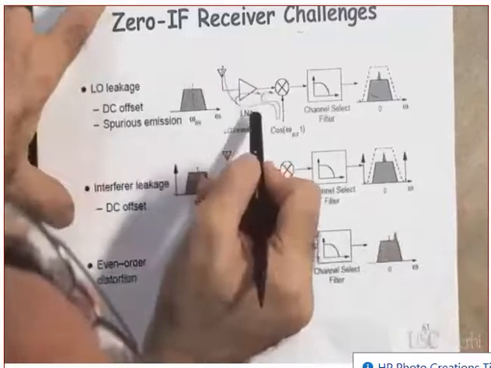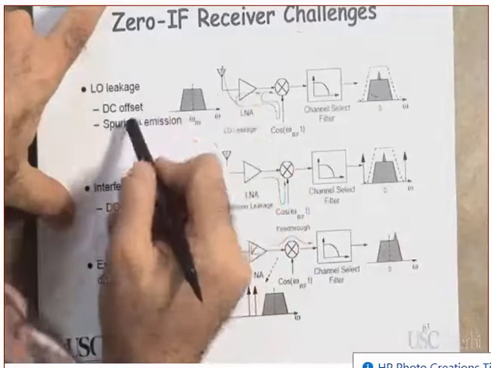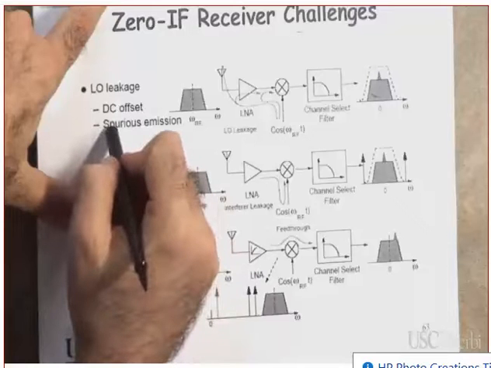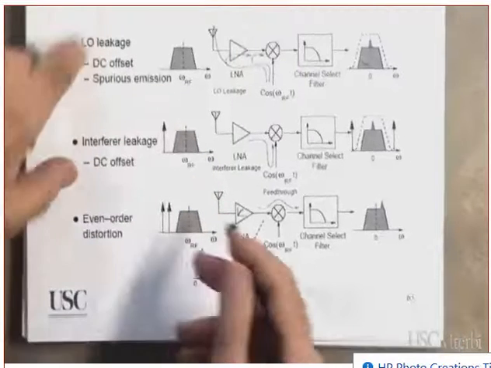Okay, good. Now, is it possible that this one will come outside? That's what it means by spur. Remember what I told you about the spur? A spur is an unwanted signal. Clear? Okay. Now, how about this one?